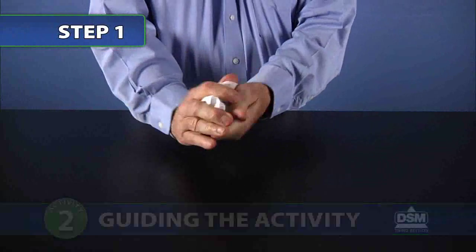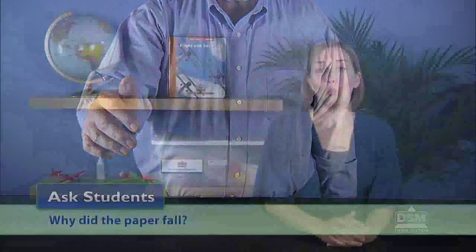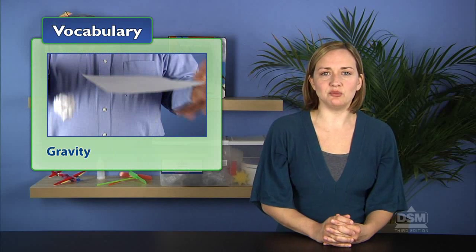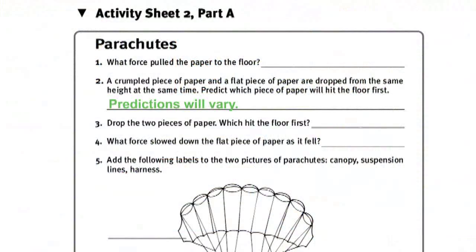To begin the activity, crumple a sheet of paper. Hold it up, then let it drop, and ask students, "Why did the paper fall?" Some students may be familiar with the concept of gravity. Explain that gravity is the force that pulls objects, like the paper, downward toward Earth. Distribute a copy of Activity Sheet 2, Part A, to each student and tell them to answer the first question.